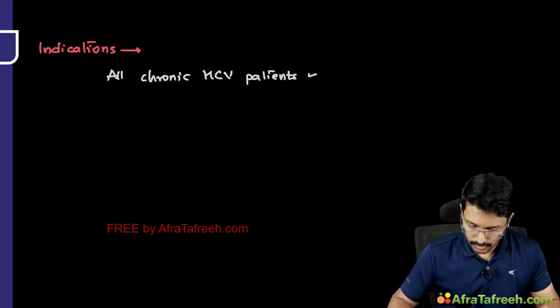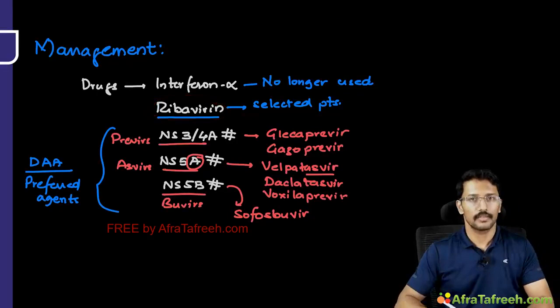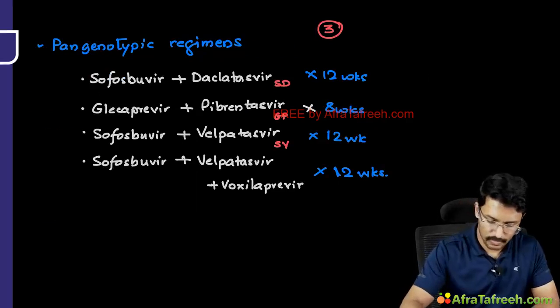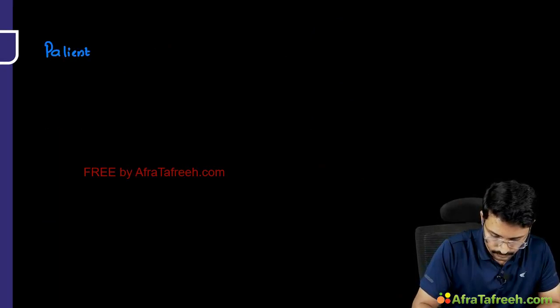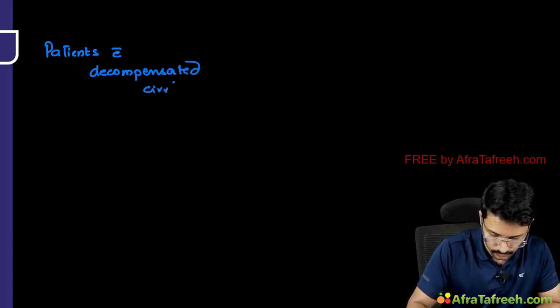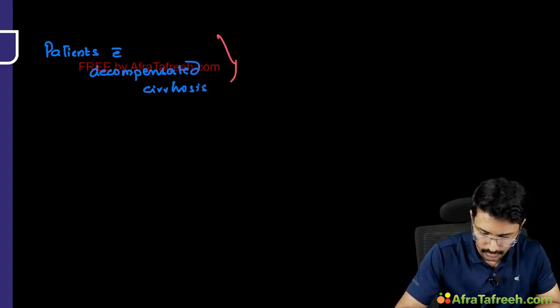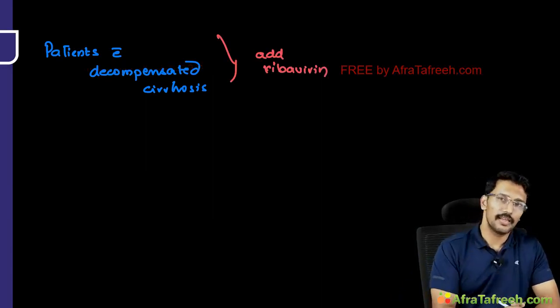Now I told you that among the drugs available, ribavirin is reserved for selected patients, right? So what are those selected patients? The patients who have decompensated cirrhosis. Generally, along with the regimen, we add ribavirin to it.